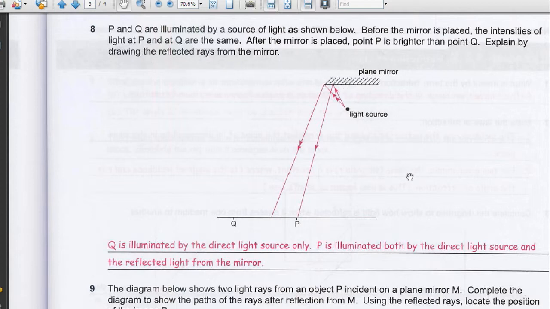So what is meant by this? I'm going to draw it out. Initially the mirror is not there, so there's only the light source.